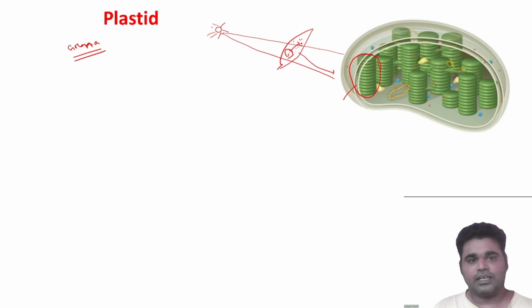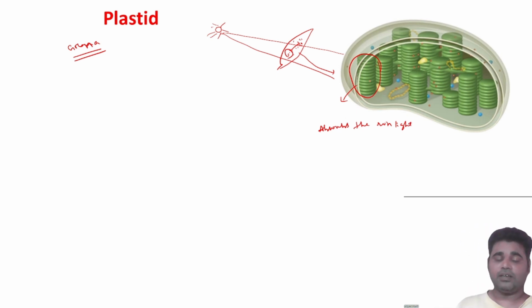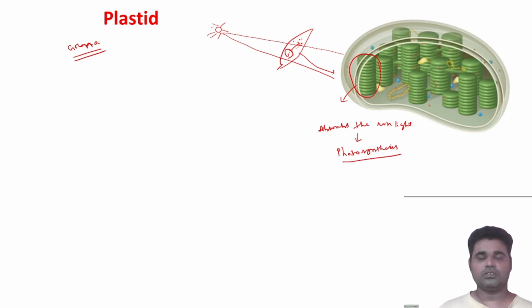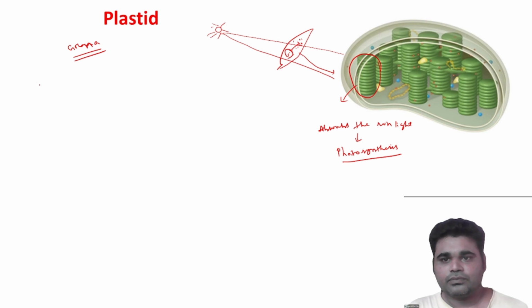absorbs the sunlight. Only the grana of the cell of the plant absorbs the sunlight, and most importantly it performs photosynthesis. Photosynthesis occurs in the chloroplast, and in the chloroplast it is the grana part that performs photosynthesis. Because of this, the grana is also called the site of light reaction.